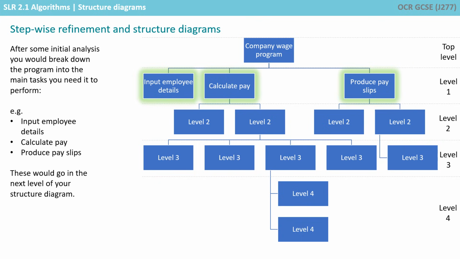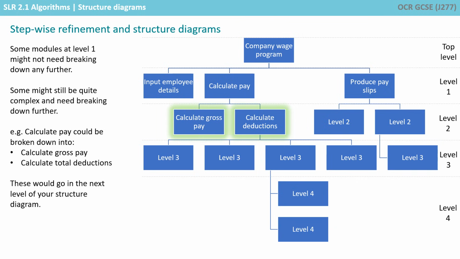After some initial analysis, we would start to break down the overall problem into the main tasks we need it to perform. Now, there's no right or wrong way to do this. With practice over time, you will get better. We might decide, for example, that this program has three distinct main parts: inputting all of the employees' details, calculating their pay, and producing their pay slips. These would all go into the next level down in our structure diagram.